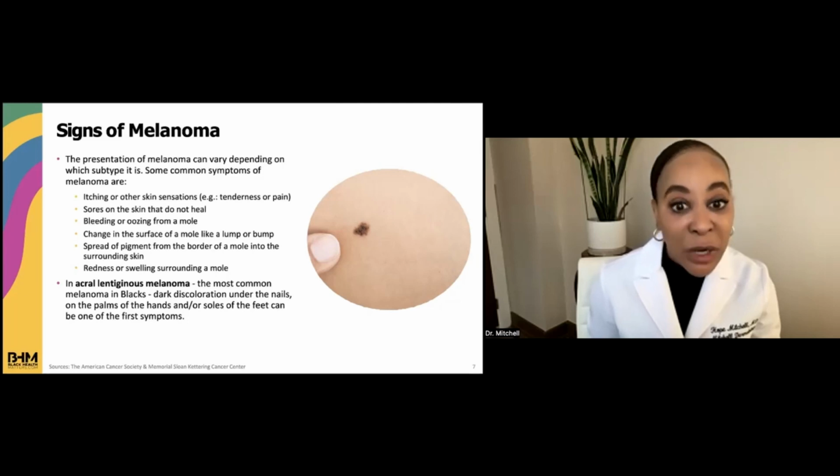C stands for color, which means that there can be an irregularity in the color of the mole. And D stands for diameter, which means that the mole is typically larger than a pencil eraser head size.